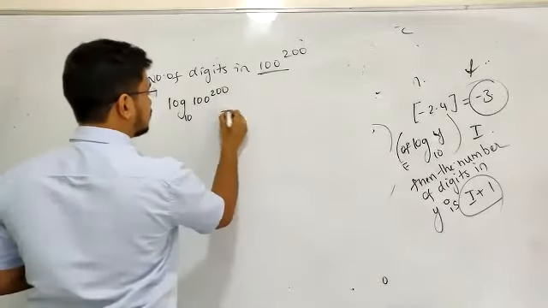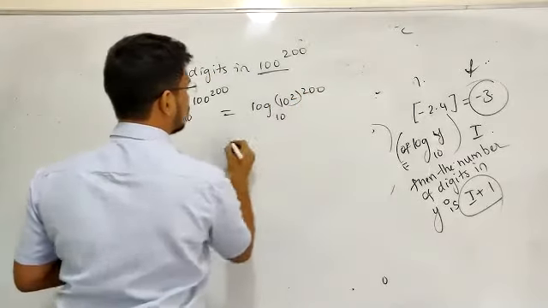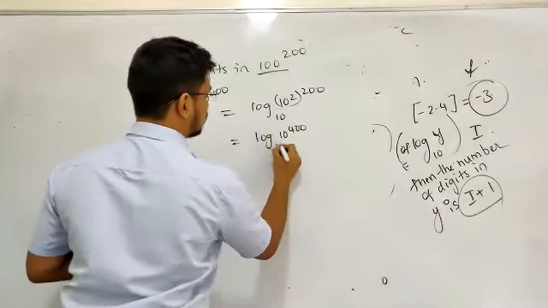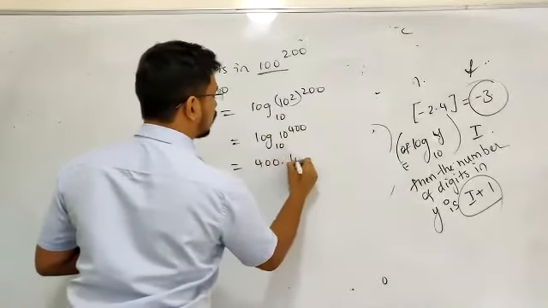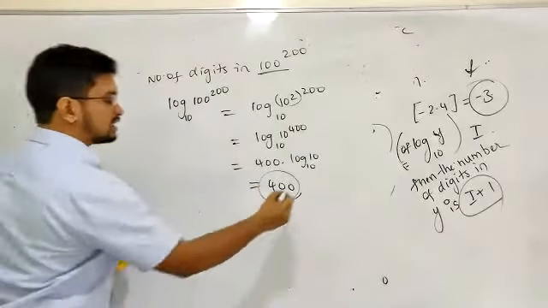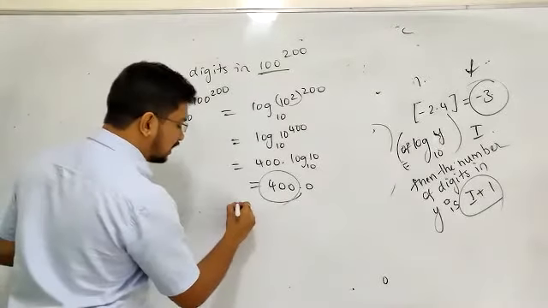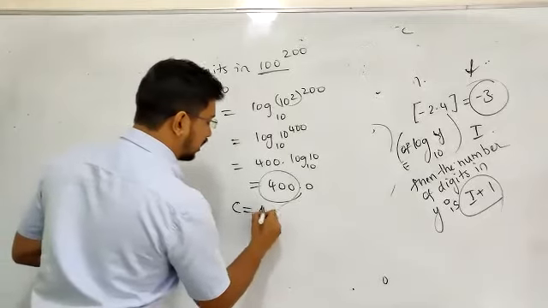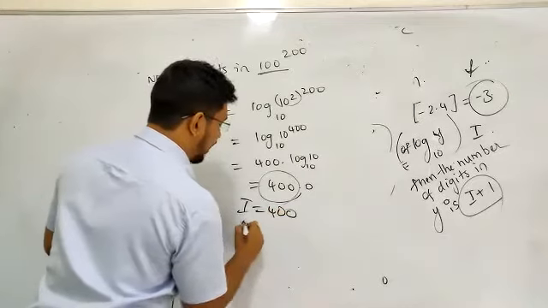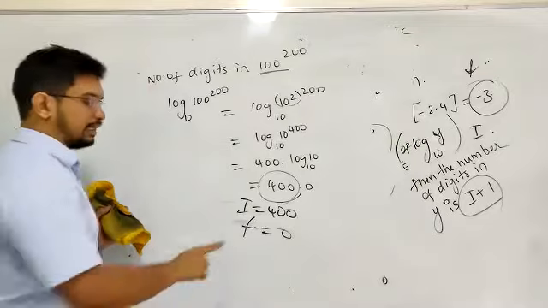So this is log of 10 square to the power of 200 to the base 10. So this is 400, so log of 10 power 400 to the base 10. This is 400 into log 10 to the base 10, so this is 400.0. The characteristic here is 400, which is the integer part, and the mantissa, the fractional part, is 0.